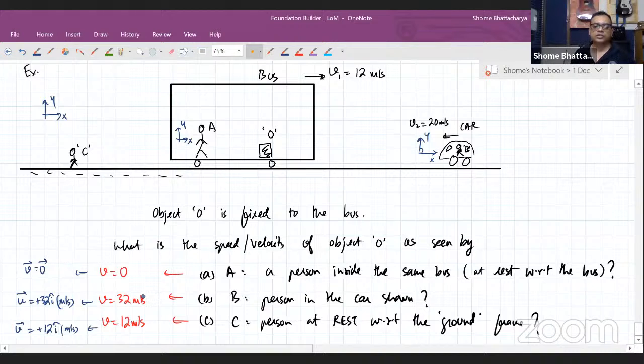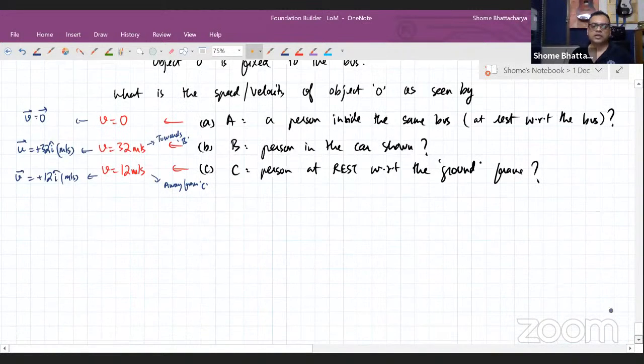Okay. But only in terms of direction, this guy will feel that it's moving towards B. Whereas this guy will feel that it's moving away from himself. Right. So this is the very simple application of relative motion concept, which I'm sure you have studied in kinematics.